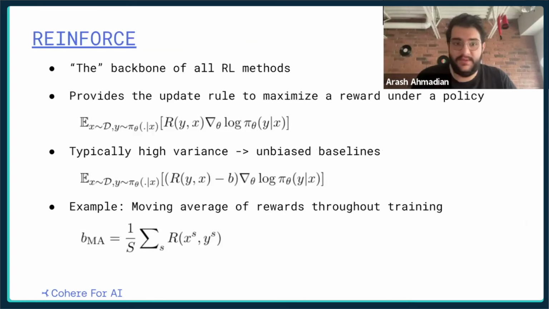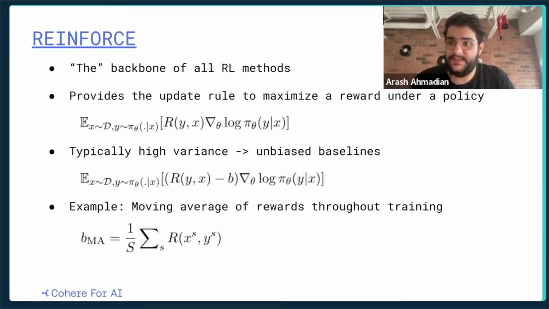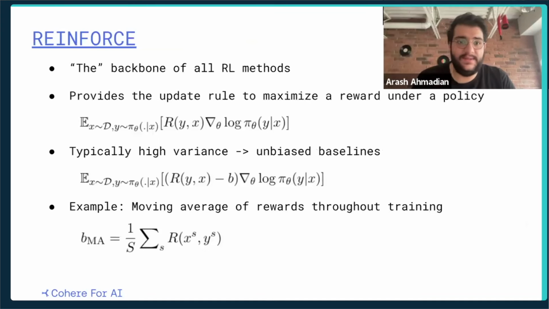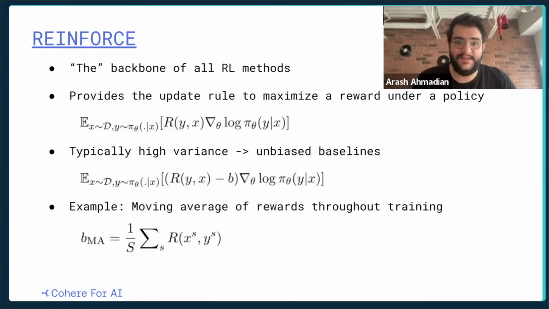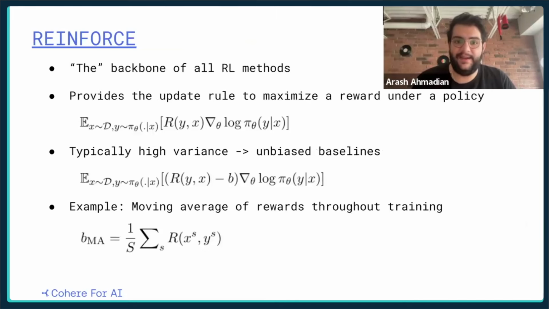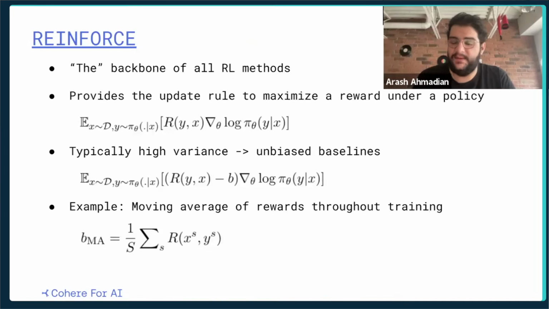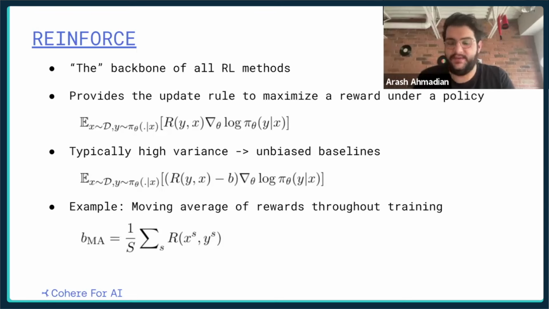Before PPO, there was Reinforce, which was by Williams in 1992. I think that was published around 30 years ago, and it's really the backbone of everything in RL because it's really how you define a gradient update rule such that you can maximize the expected reward given completions or given generations from a policy. In this case, the policy is just a language model, but it's the same idea really.